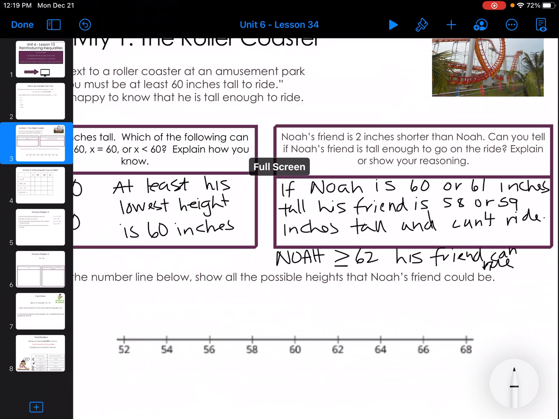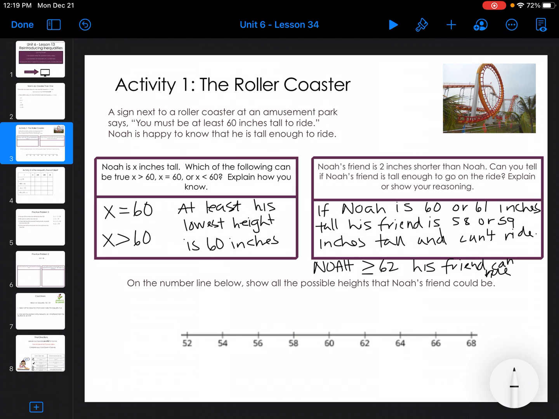All right, so on the number line, show all the possible heights his friend could be. So he could be 58, and I've got a closed dot because that includes the 58. Remember, if it's an open dot, it doesn't include it. If it's a closed dot, it does include it. And taller. He cannot be less than 58 because Noah is able to ride the ride. And if he's only 2 inches shorter, that tells me that Noah's friend cannot be less than 58 inches tall.